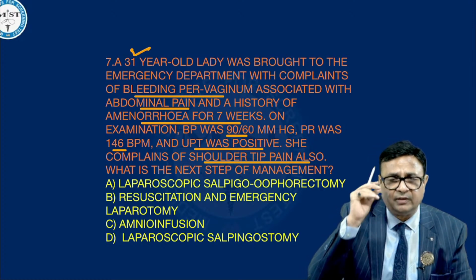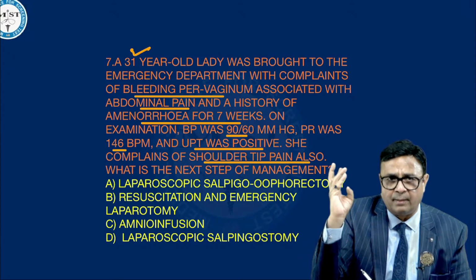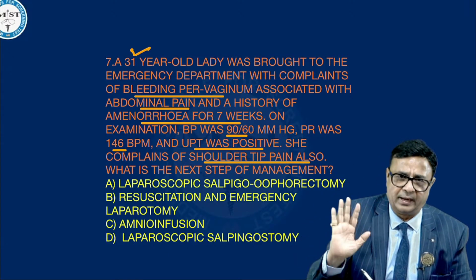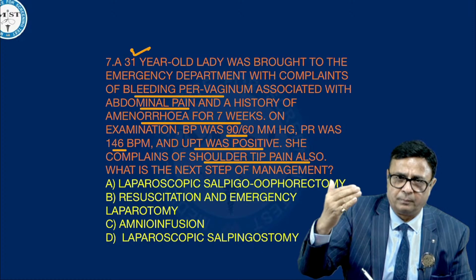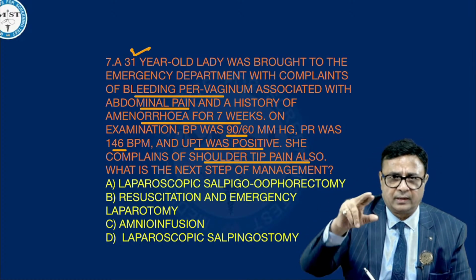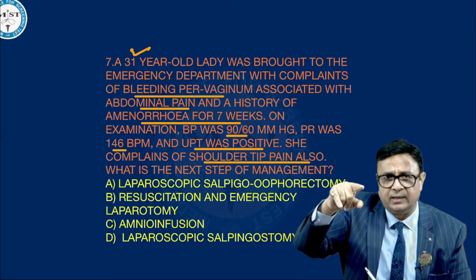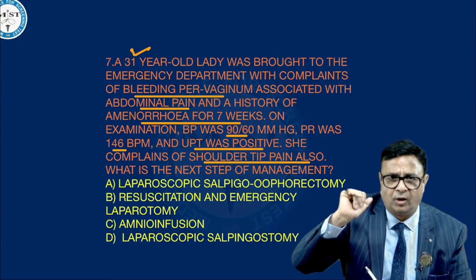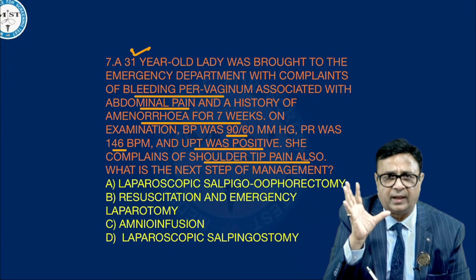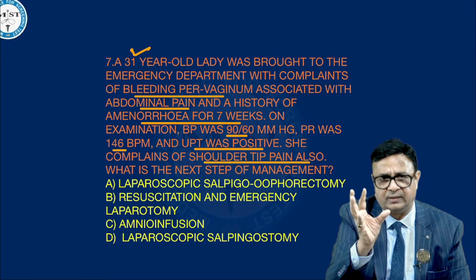So we are dealing with ectopic pregnancy. How do we get the clue that this is ectopic? Amenorrhea and lower abdominal pain are in favor of ectopic. Then is this an unruptured or a ruptured ectopic? It is clearly written that vitals are not stable. She is hemodynamically unstable, her BP is falling. So this is a case of ruptured ectopic pregnancy. How do you get the clue of ruptured ectopic pregnancy in the question?